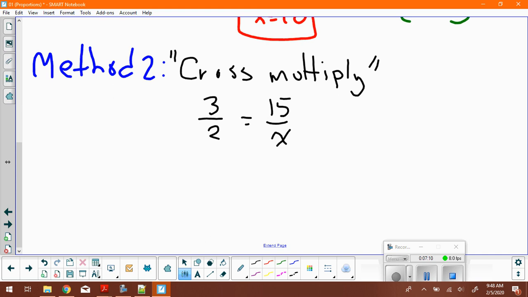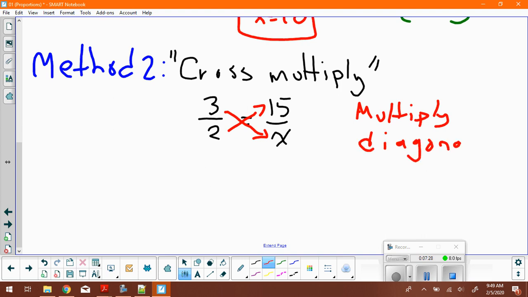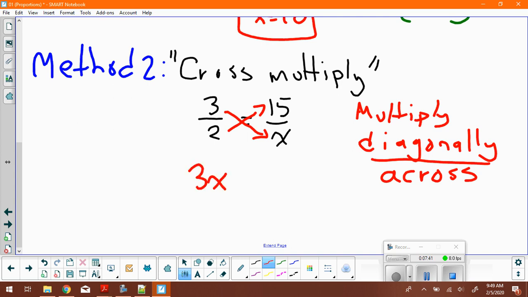Okay, so what the cross multiply is talking about is that we kind of go diagonally here, right? I multiply 3 times x and I multiply 2 times 15. So we multiply diagonally across. Okay, so my next line will look like the one side is 3 times x, which is just 3x. Okay, and the other side is 2 times 15.